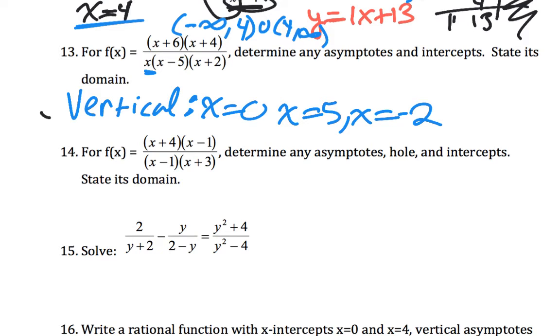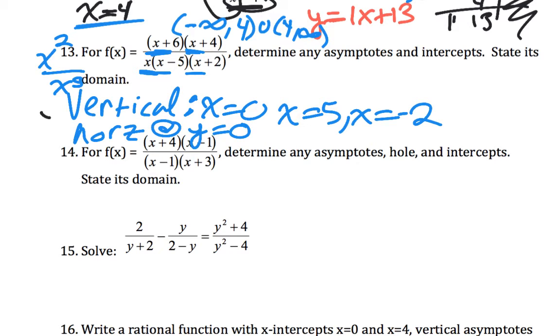Also, I'm going to look here and see the degree in the numerator. That's going to be an x squared. In the denominator, that's going to be an x cubed. The denominator is greater than the numerator, so I have a horizontal asymptote at y equals 0. If the denominator is larger, it's always at y equals 0. And then I think on the answer key, I forgot to tell about the intercepts. Well, that comes from the numerator. I've got an x equals a -6 and a -4. Those are my two x-intercepts.